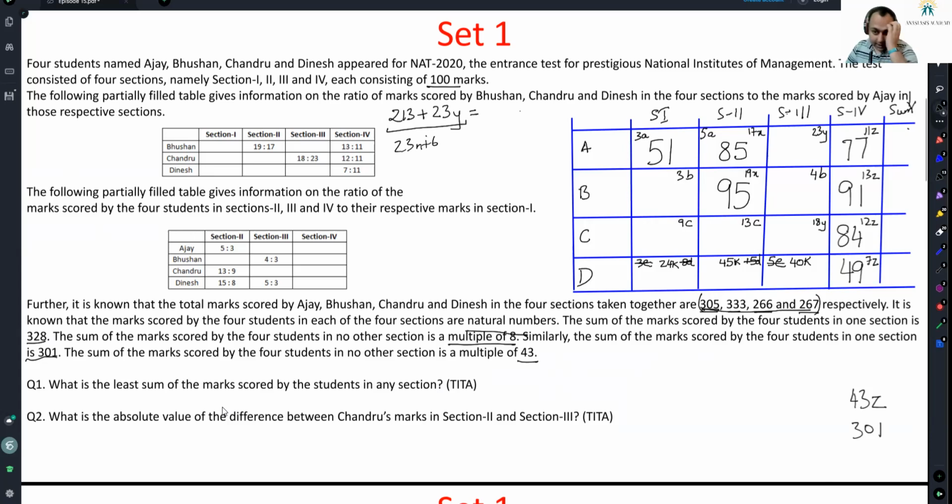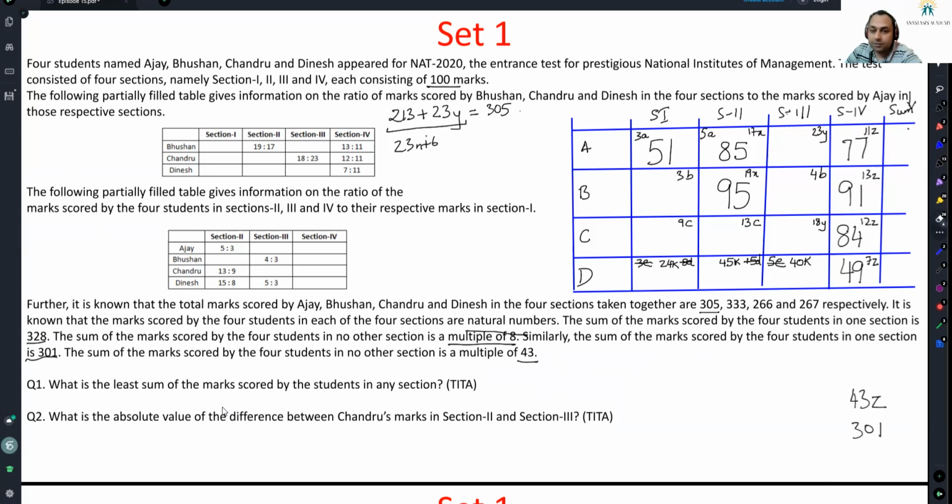Among the options, I have to see if there is just one 23n plus 6 kind of number, or if there are multiple cases possible. Let me check. 305, 230 gone, then I'm left with 75, which is, yes, a 23n plus 6 kind of number. 333, 28 more, no. 266, 230 gone, left with 46. This is a multiple of 23 itself. No. 230 gone, 36 left. This is a 23n plus 13 kind of number. And this is 267, a 23n plus 14 kind of number. Okay, so this has to be equal to 305.